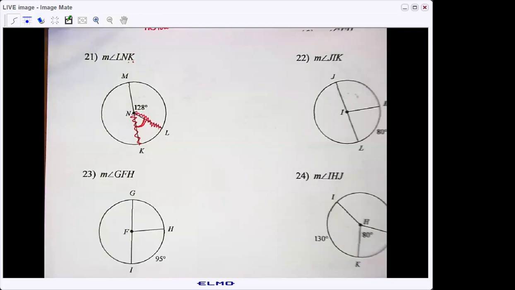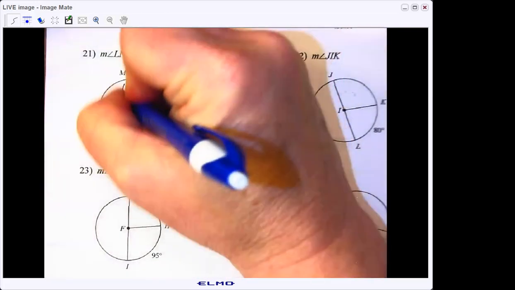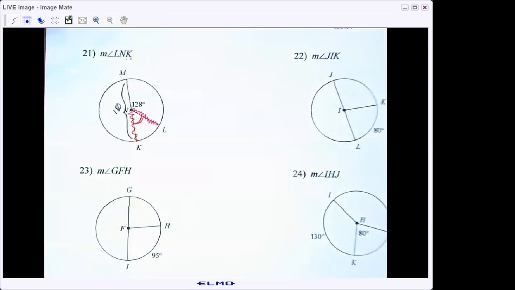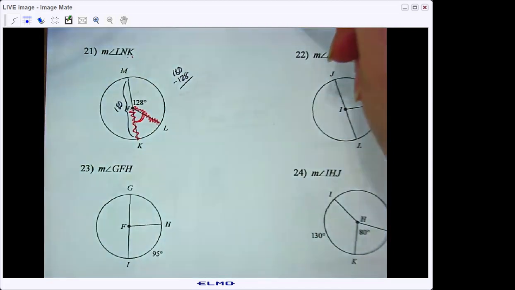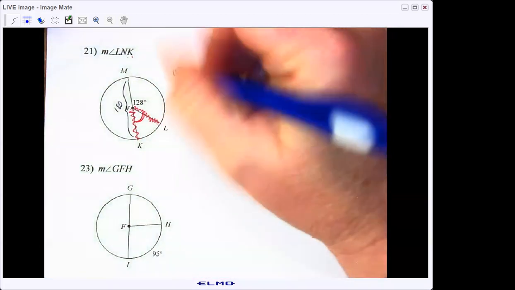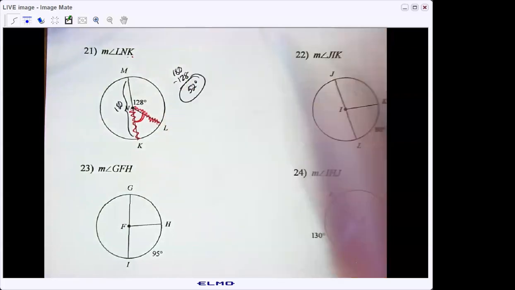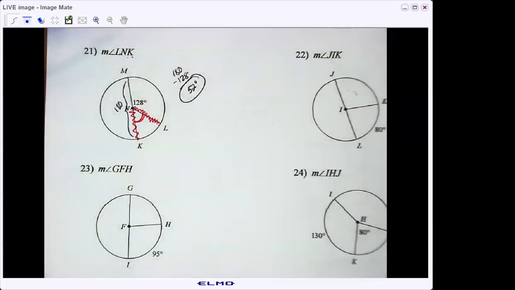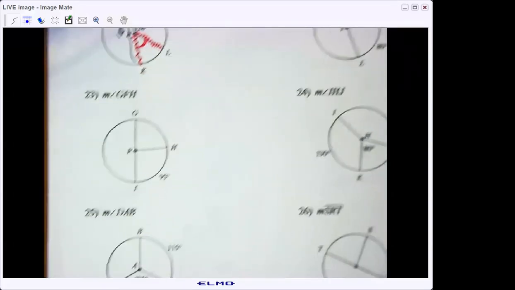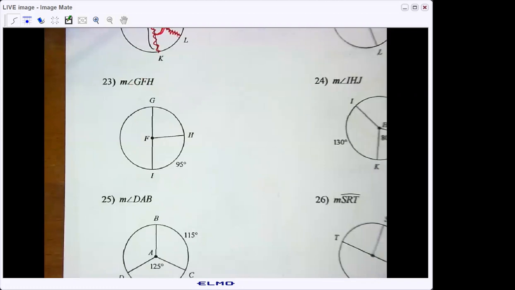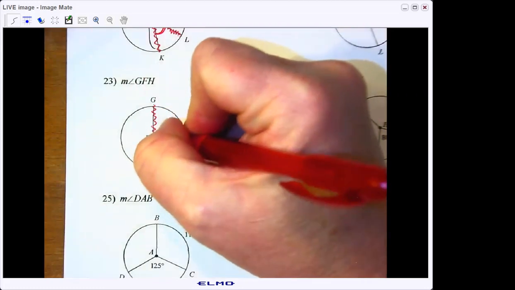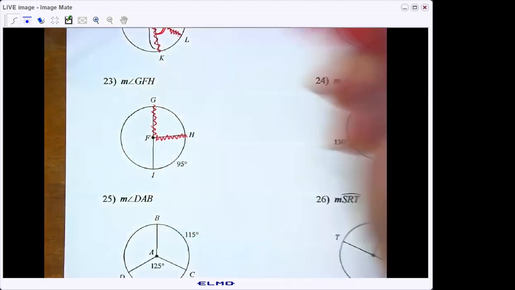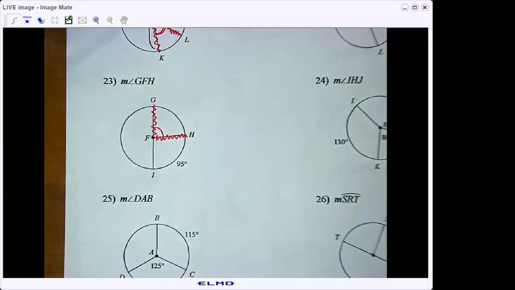Good. We know that this whole thing is 180. So we can do 180 minus the 128. That's showing work right there, guys. 180 minus 128, and you get 52 degrees. So everybody that had the answer in the chat box was correct. Number 23, GFH. From G to F to H is what we're trying to find. Put your answer in the chat box.